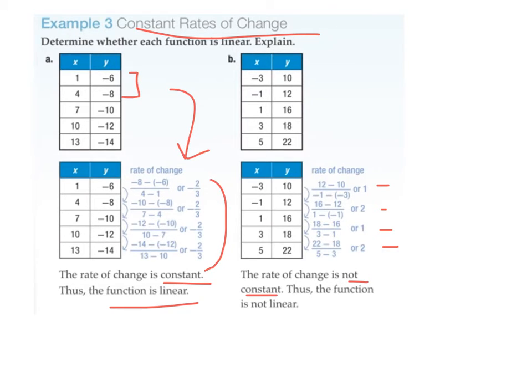We have something like this. So if we did a graph, it would look something like this, then this, then this. It breaks. Where if you look at this one, it would be a constant straight line. And that's the difference between the two. So all you have to do is find the rate of change and see if you have the same number or different numbers.